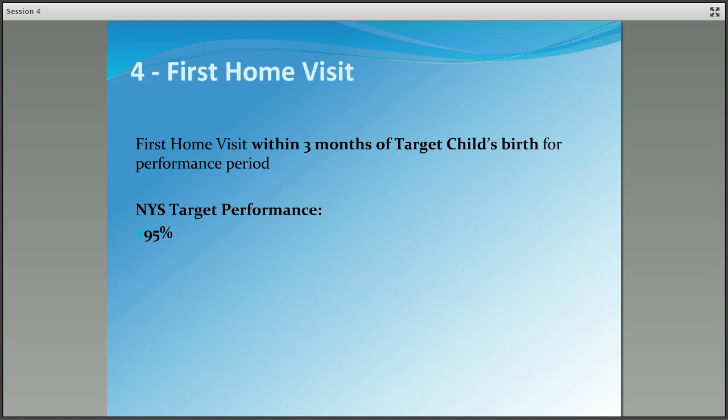The first home visit. We know there is a greater likelihood of retaining a family when the alliance between the family support specialist and the parent is formed early, and time is needed to develop a trusting relationship. To meet this target, 95% of the first home visits should occur prenatally or within 3 months of the birth of the baby.